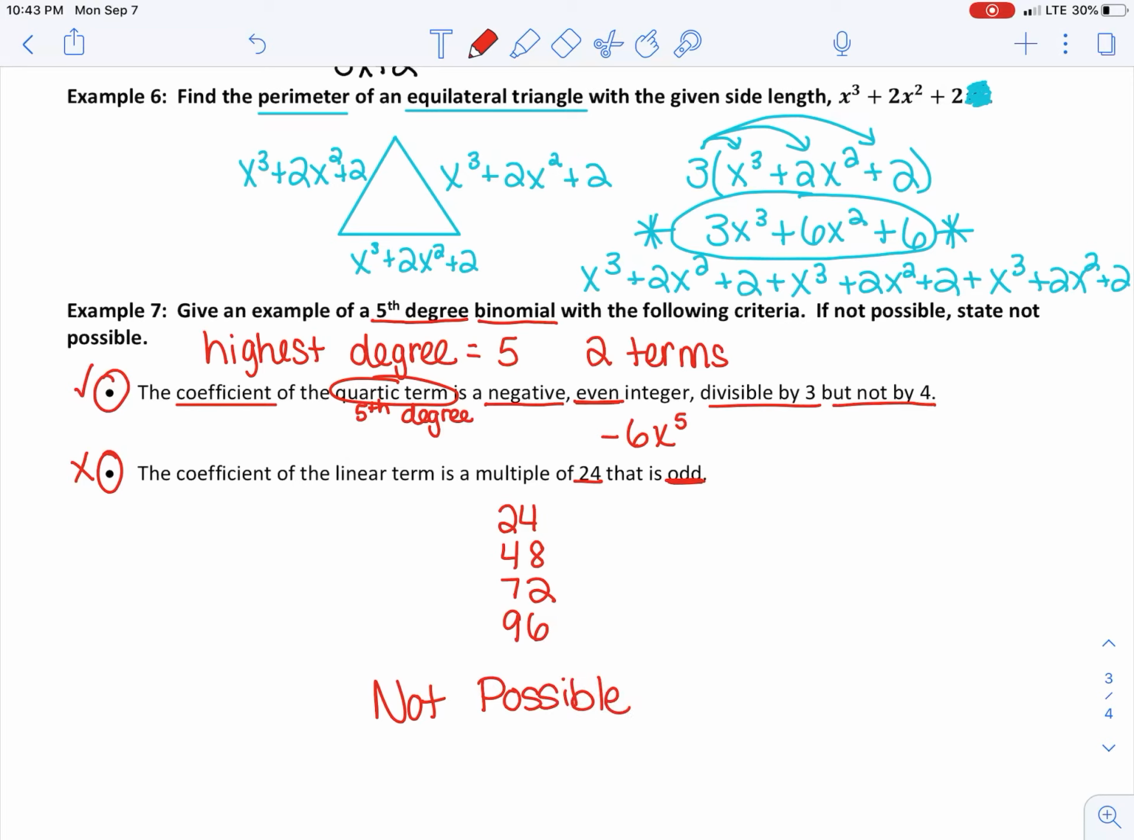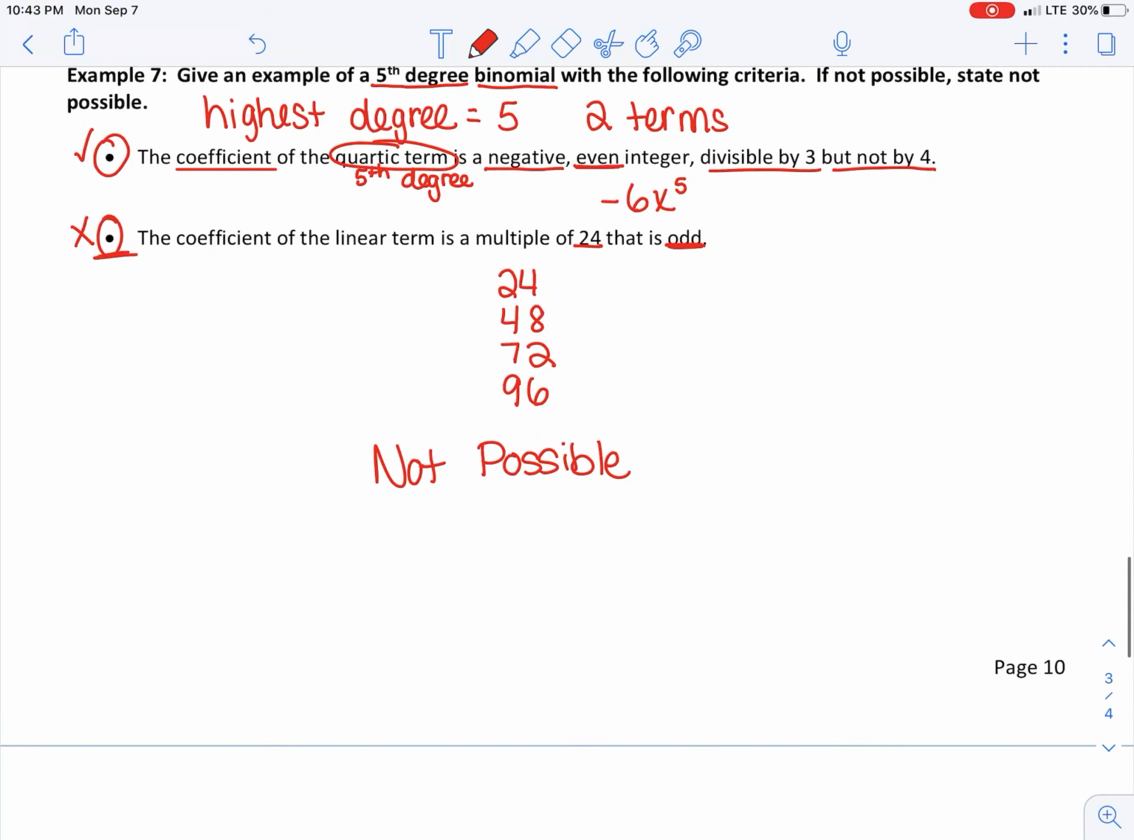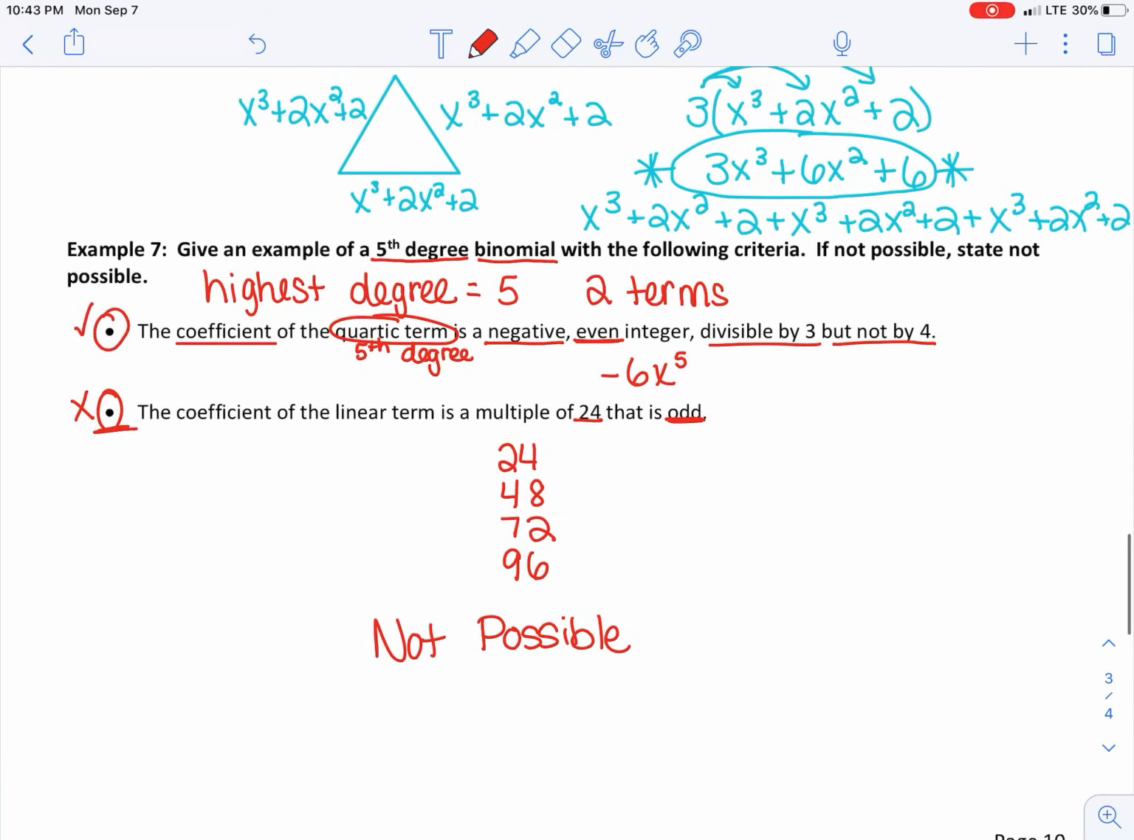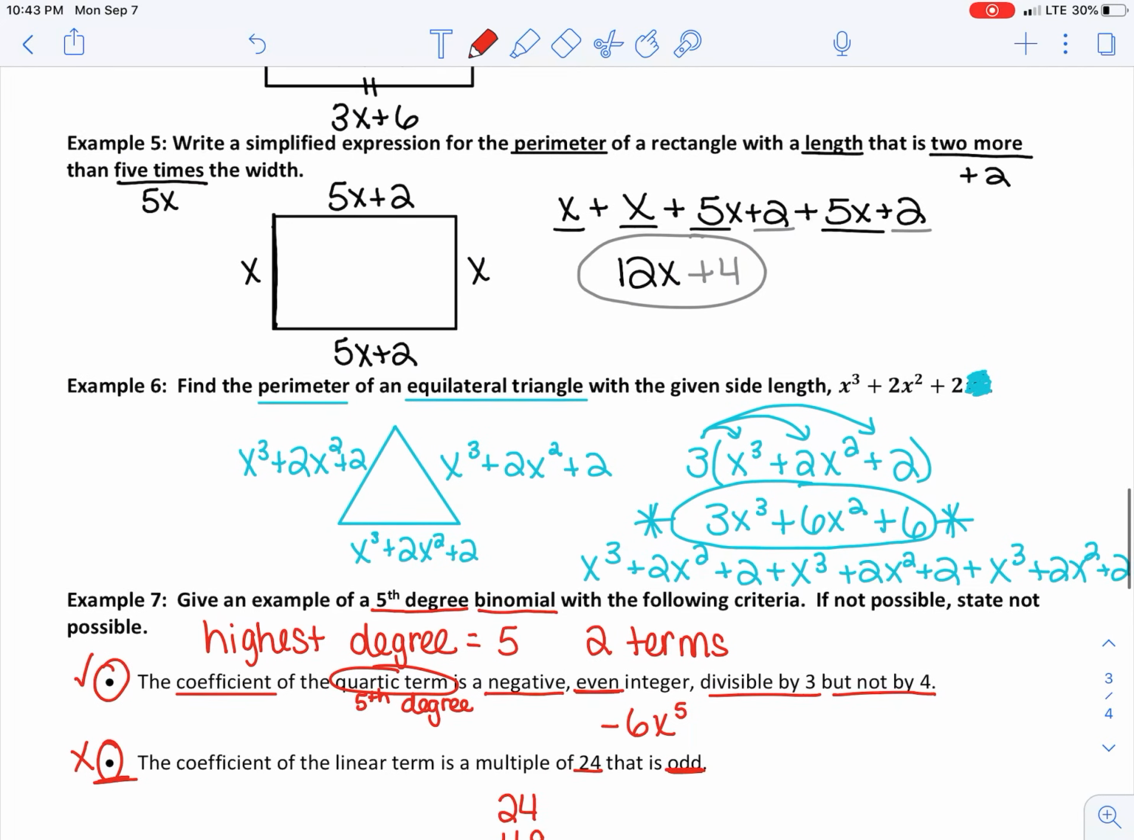And we don't have to come up with anything because we have determined that this is not possible based on this second criteria. All right, that is it for page 10. That is it for lesson 3.